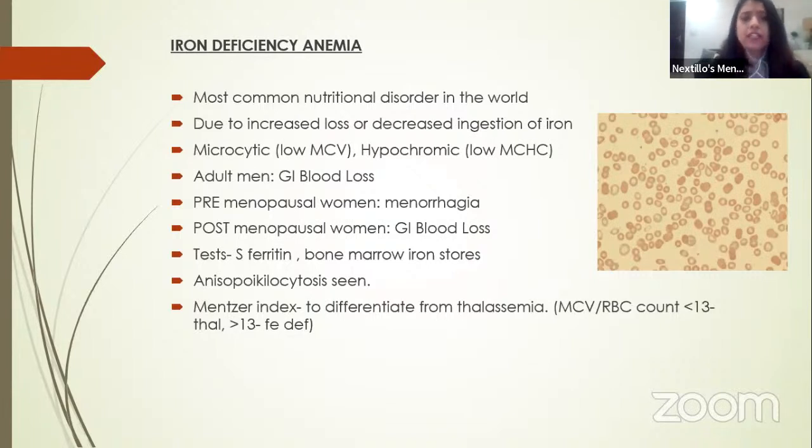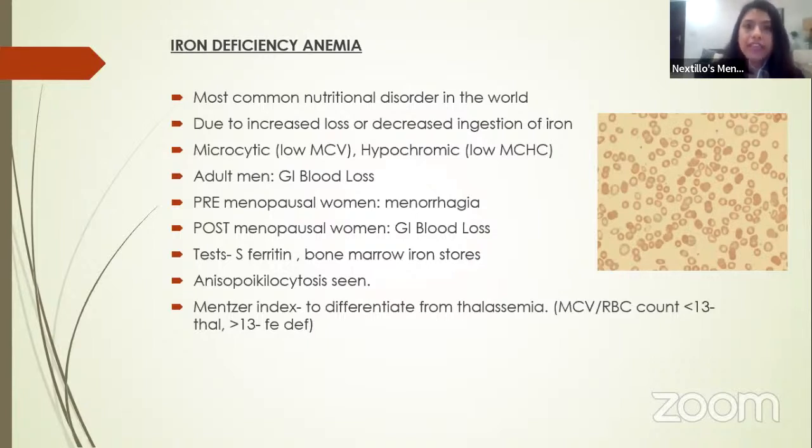Now, what is a Mentzer index? Again, a very important question that is asked on this. Mentzer index is basically used to differentiate iron deficiency anemia from thalassemia. Now, thalassemia also has a very similar picture. There'll be microcytic hypochromic kind of cells. You can see target cells over there, but the RDW is not so high. So the Mentzer index is a formula to differentiate it from thalassemia.